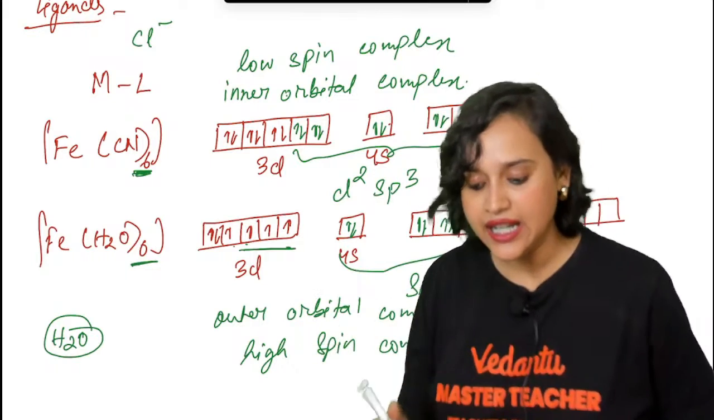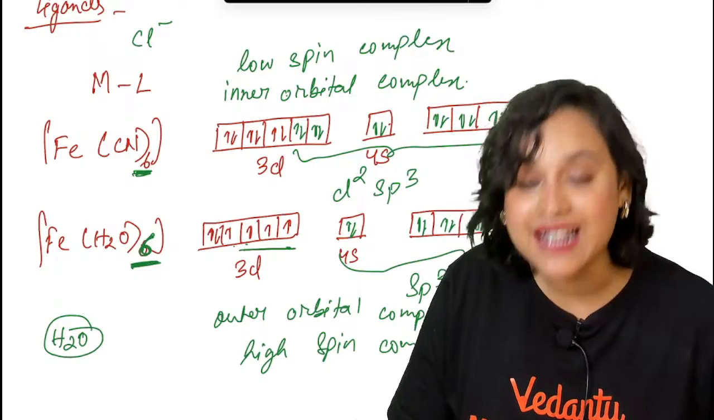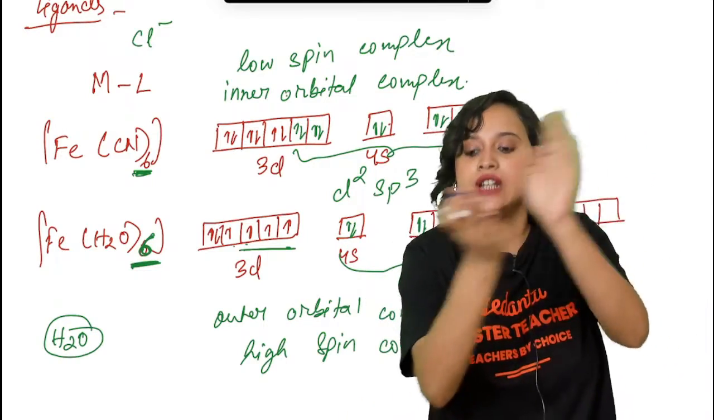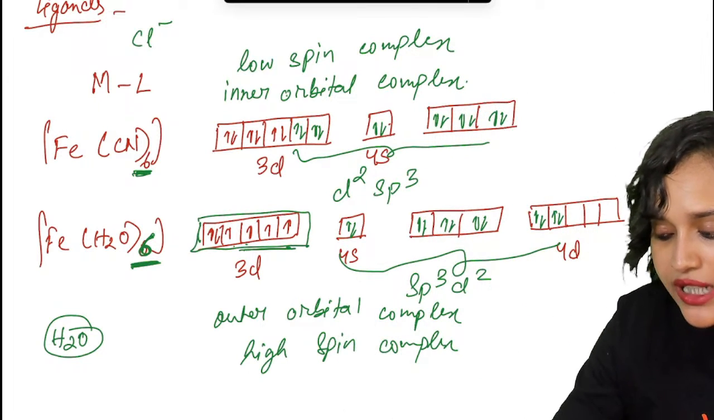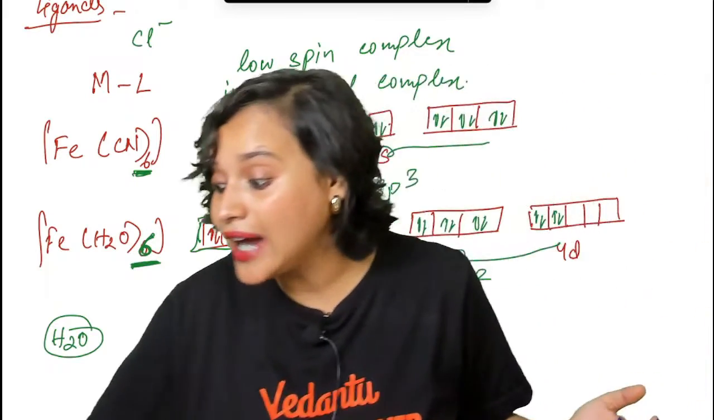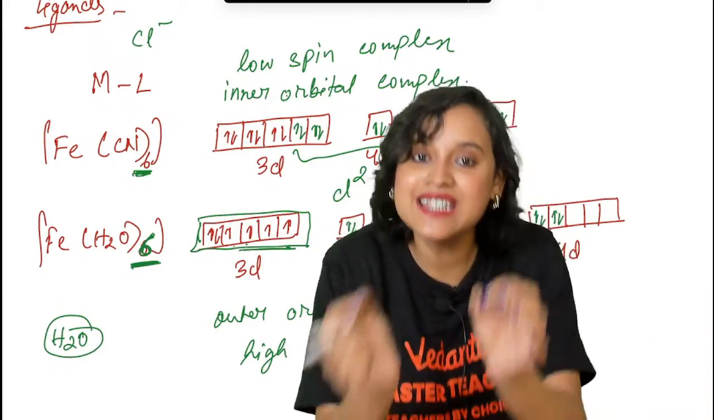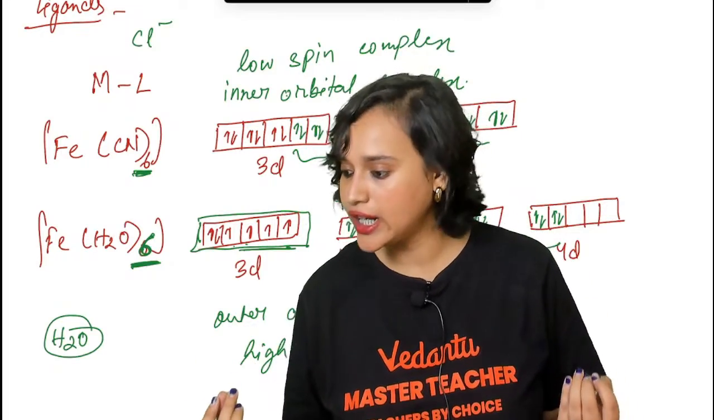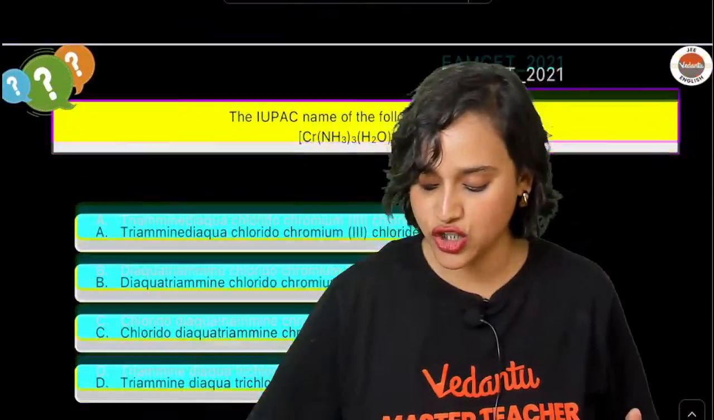Got it? Is this clear? So like I said, if there are 6 molecules approaching, there will be a splitting. The d orbitals will become hyper and they will split. That splitting is called crystal field splitting. Got it? Clear? Now let us come back to the questions.